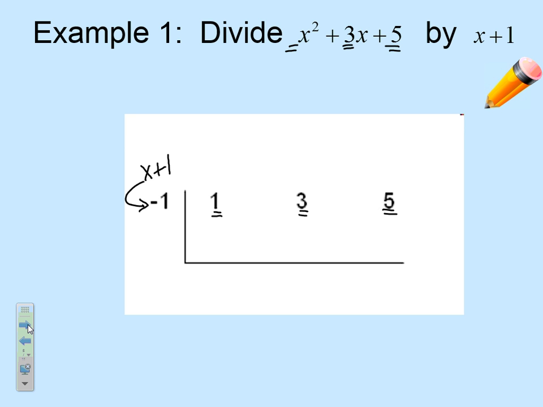And using our synthetic process, remember, we drop down the 1. Negative 1 times 1 is negative 1. We add 2. Negative 1 times 2 makes negative 2. We add 3. Here is what we get down here underneath this line. These things represent something. This guy right here, we used to circle and say I'm done. This is the value of the polynomial if I plugged in negative 1.